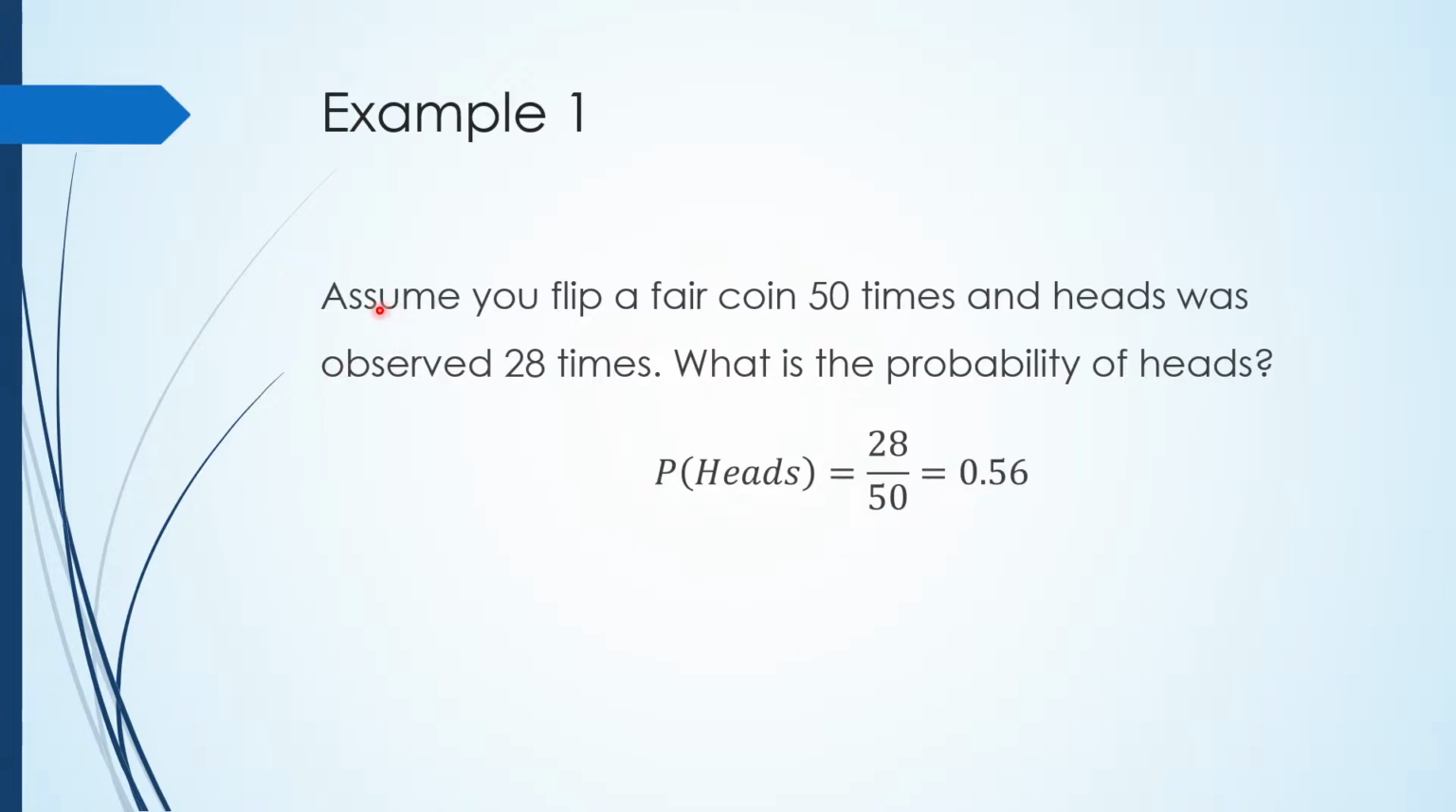Let's look at an example where you assume you flip a fair coin 50 times and heads was obtained 28 times. Then that means the experimental probability is 28 out of 50, which is 0.56. So that's the probability of obtaining heads in this experiment. It's not to say that the coin is not fair, right? But this is just what the experiment shows.